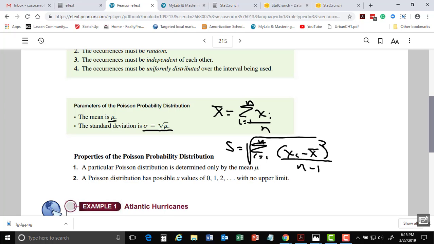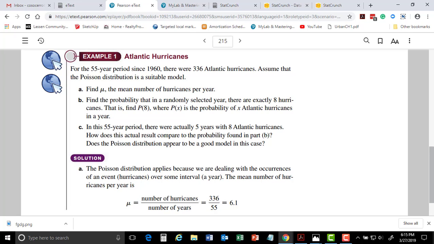So let's take a look at an example of when you would use the Poisson distribution. In this case, they're talking about the occurrences of hurricanes over a certain time interval. For a period of 55 years, since 1960, there were 336 Atlantic hurricanes. Okay? Find mu, the mean number. How did we do it in the regular normal? We summed up all the observations and divided by n, right? Poisson is different.